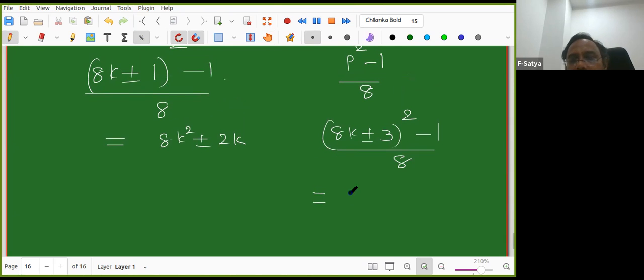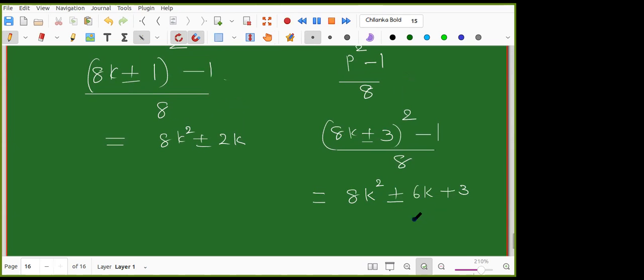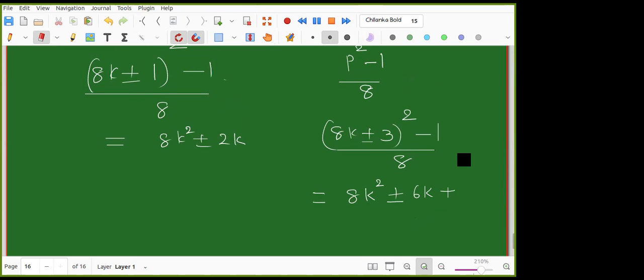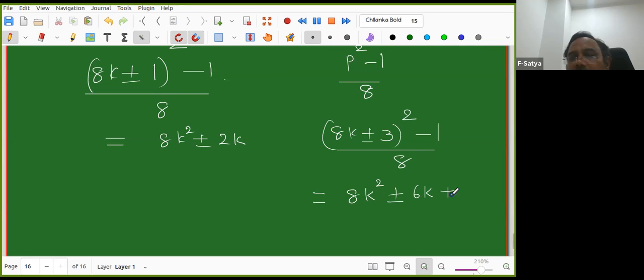Can you check this is equal to 8k square? So we'll get 64k square, right? So 8k square plus or minus 6k plus 1. Plus 1 or plus 3? Plus 1, sir. But whatever it is, not a problem, because this number is now odd, and the other is even.